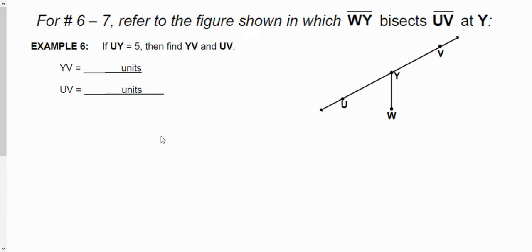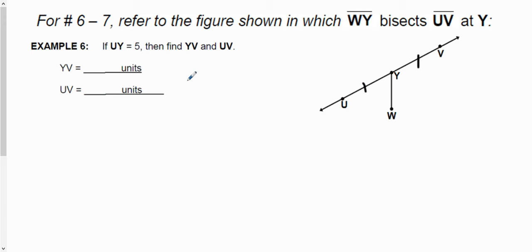Now we go into a picture where they do tell us it is a bisector. Let's see what we got. I'm going to use this for 6 and 7, a lot of problems actually. In which segment WY, this one, bisects, cuts UV in half at the point Y. So I can mark my picture. I know these pieces are equal here.